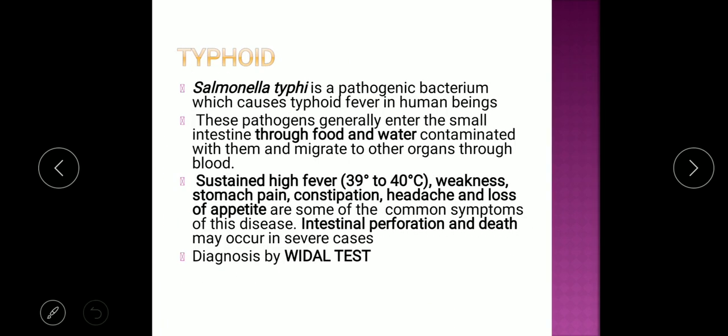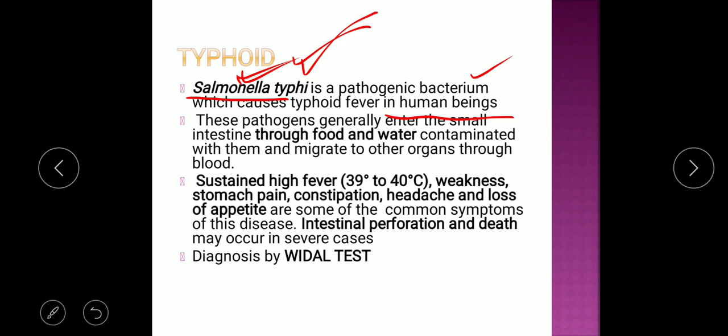Now we will discuss some bacterial diseases, some fungal diseases and some protozoan diseases. First, bacterial disease, first of all typhoid. First we will see the causative organism, that is the pathogenic bacterium. What is the name of the pathogenic bacterium? This is Salmonella typhi, which causes typhoid fever in human beings. So Salmonella typhi is the name of the bacteria which causes typhoid fever in human beings.